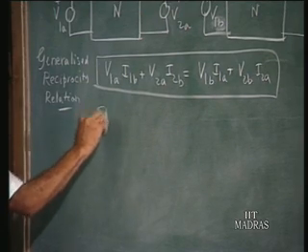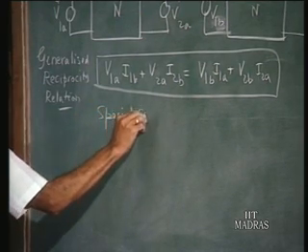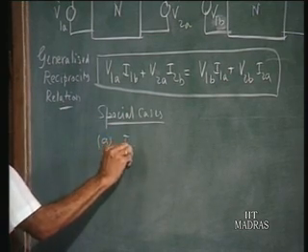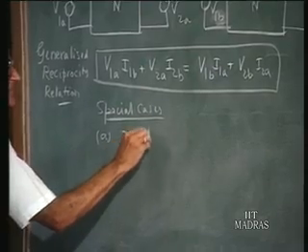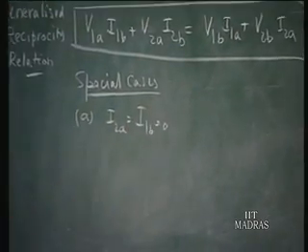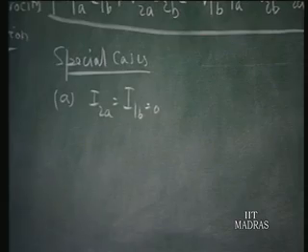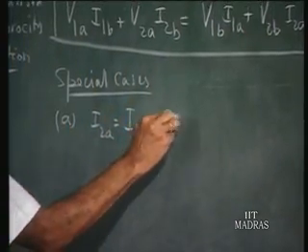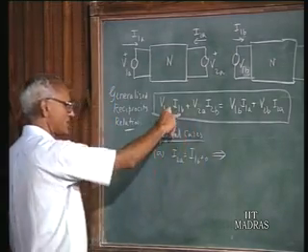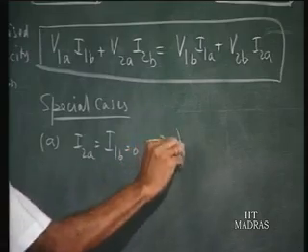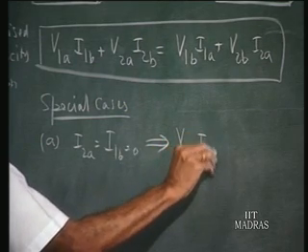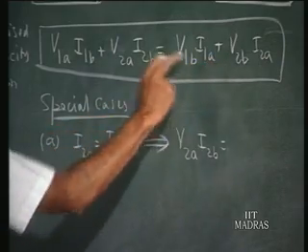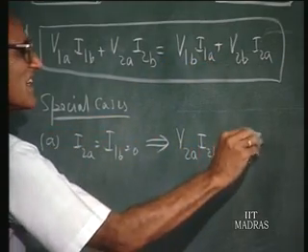For example, special cases. A. Take I2A 0 and I1B 0. Then this leads to I1B is 0 and I2A is 0. Therefore, it will lead to V2A times I2B. Since I2A is made equal to 0, we have only this term V1B times I1A.